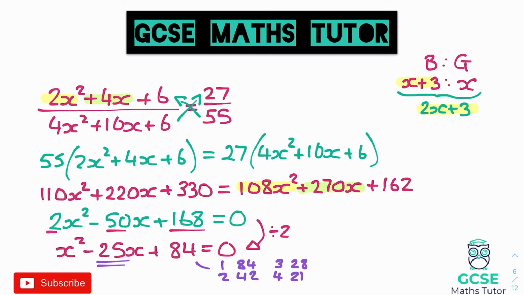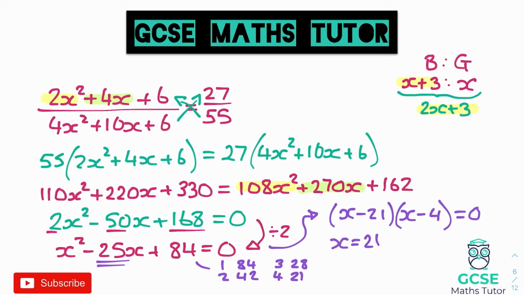So if we put that into a double bracket, which we can do up here, we would have x, let's have a think, minus 21. They're both negative, so x minus 21 and x minus 4 equals 0. That gives us 2 solutions. So we've got x is going to be positive 21 or x equals 4.